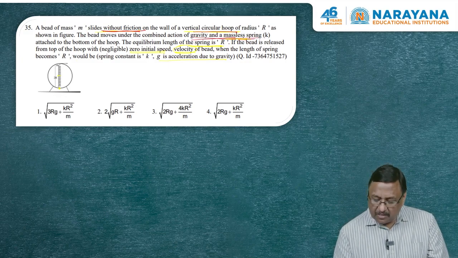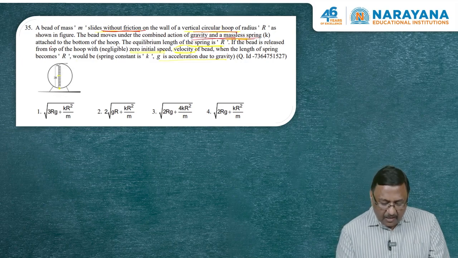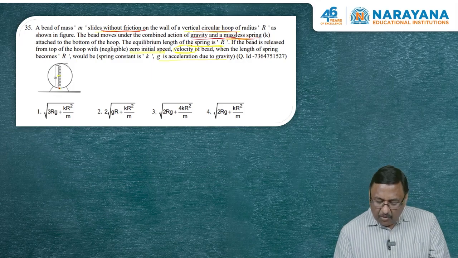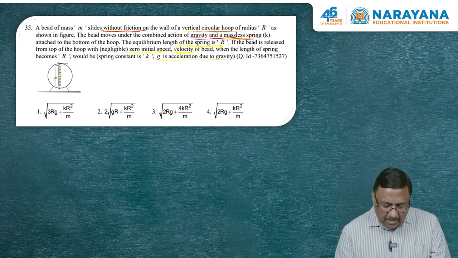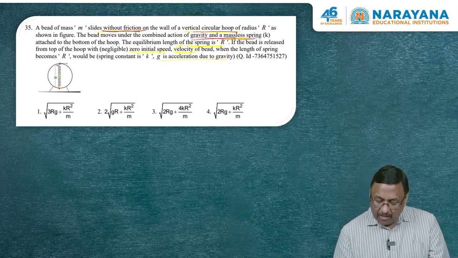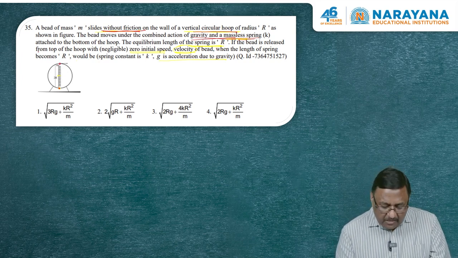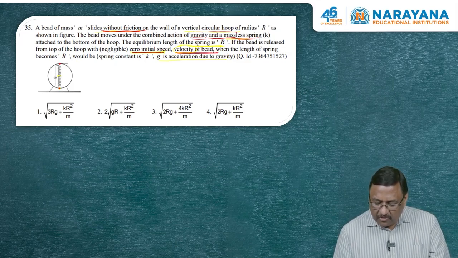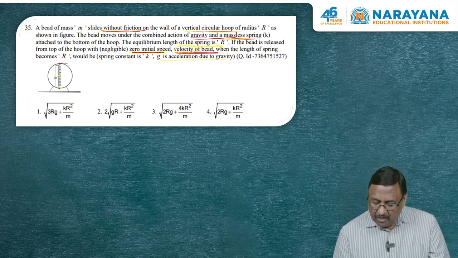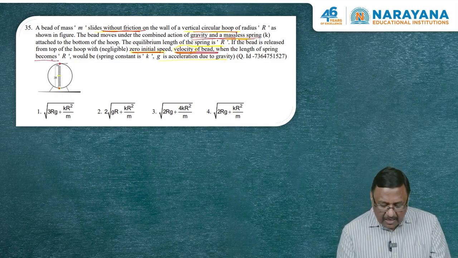So you don't have to consider the gravitational potential energy of the spring, simply the elastic potential energy is to be mentioned. It is attached at the bottom of the hoop. The equilibrium length of the spring is r. That means at the highest point the spring has already elongated. The bead is released from the top of the loop with zero initial velocity. He is asking what is the magnitude of velocity of the bead when the length of the spring becomes r.